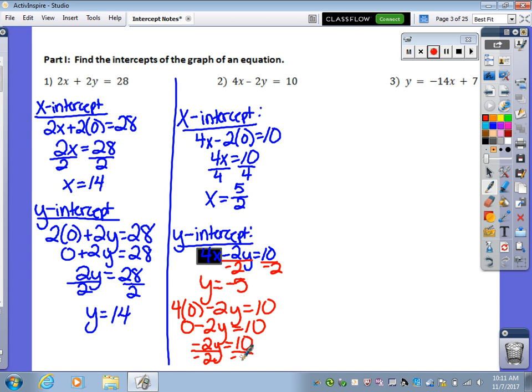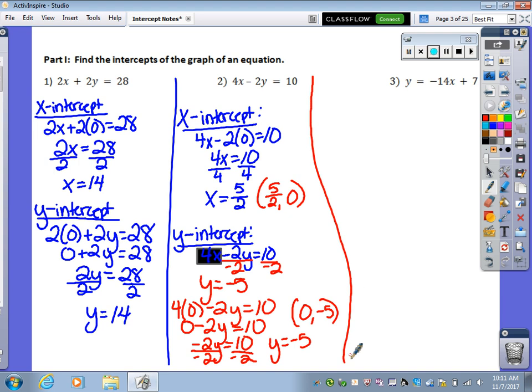And you'll get the same exact answer. If you wrote ordered pairs, this ordered pair would be 5 halves, 0, and this one would be 0, -5. Okay, we're going to do one more together.